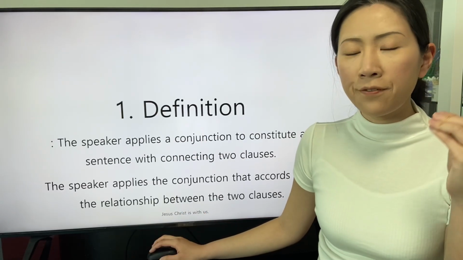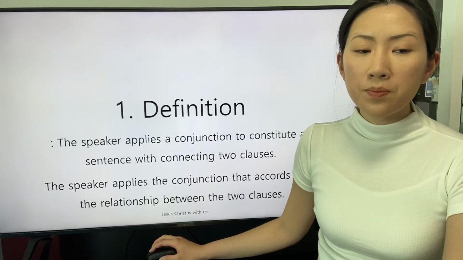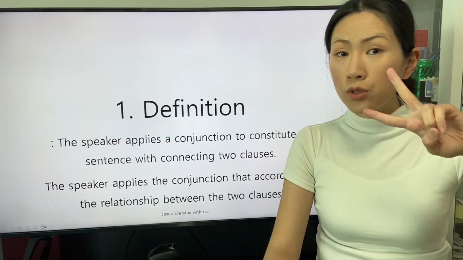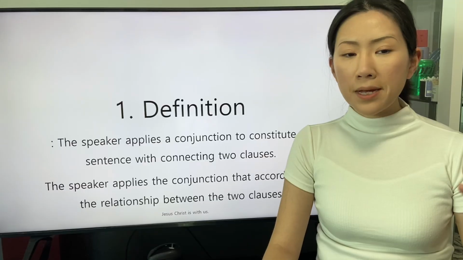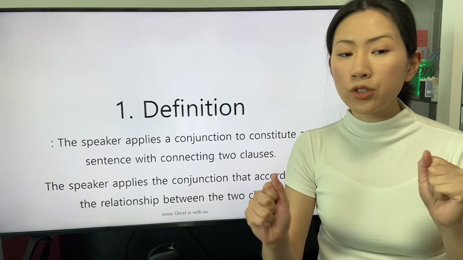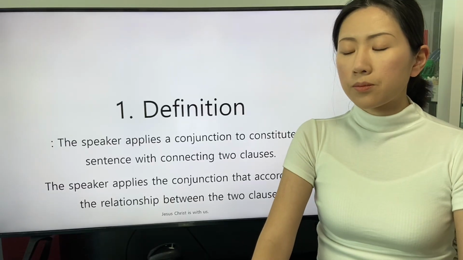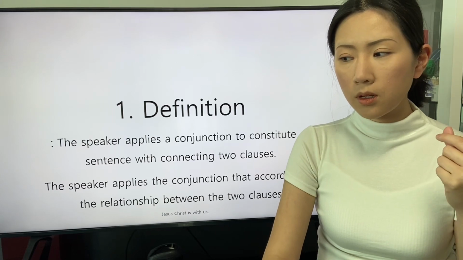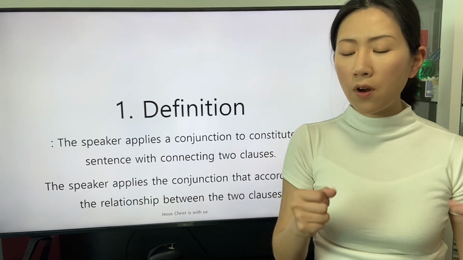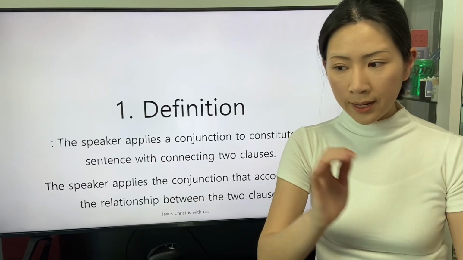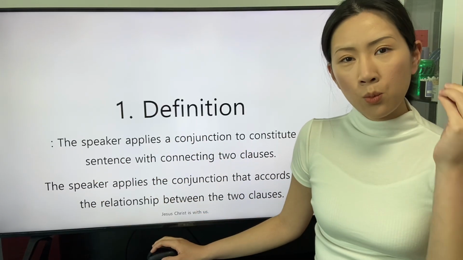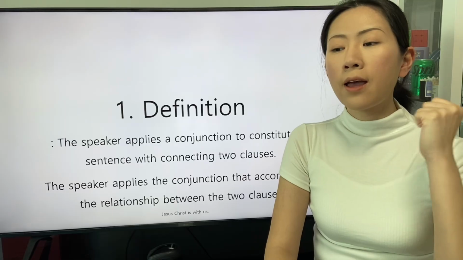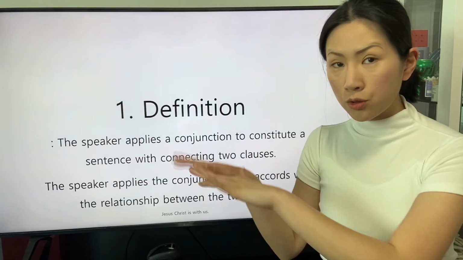The definition of a conjunction is this. The speaker applies a conjunction to constitute a sentence by connecting two clauses. The speaker applies the conjunction that occurs with the relationship between the two clauses. The conjunction is determined from the relationship between the clause and the other clause. Then we can determine the conjunction after we study the relationship between the two clauses.